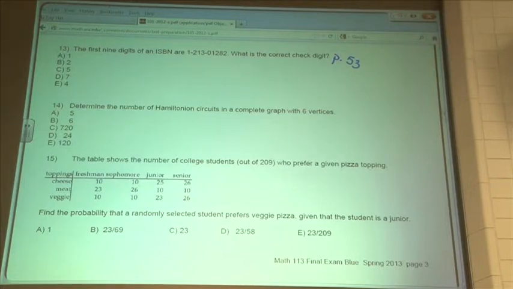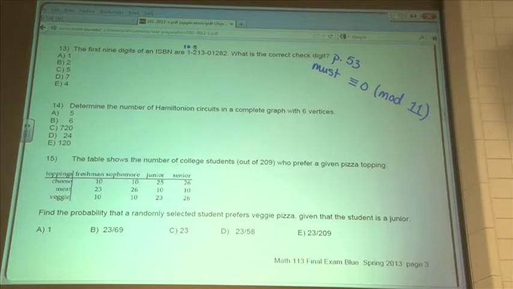All right, key things about ISBN. Once you do 10 times the first digit, 9 times the second digit, and so on and so forth, this has to be equal to 0 mod 11. Meaning, your final sum has to be a multiple of 11. Here's how we do the setup. We got to number this.